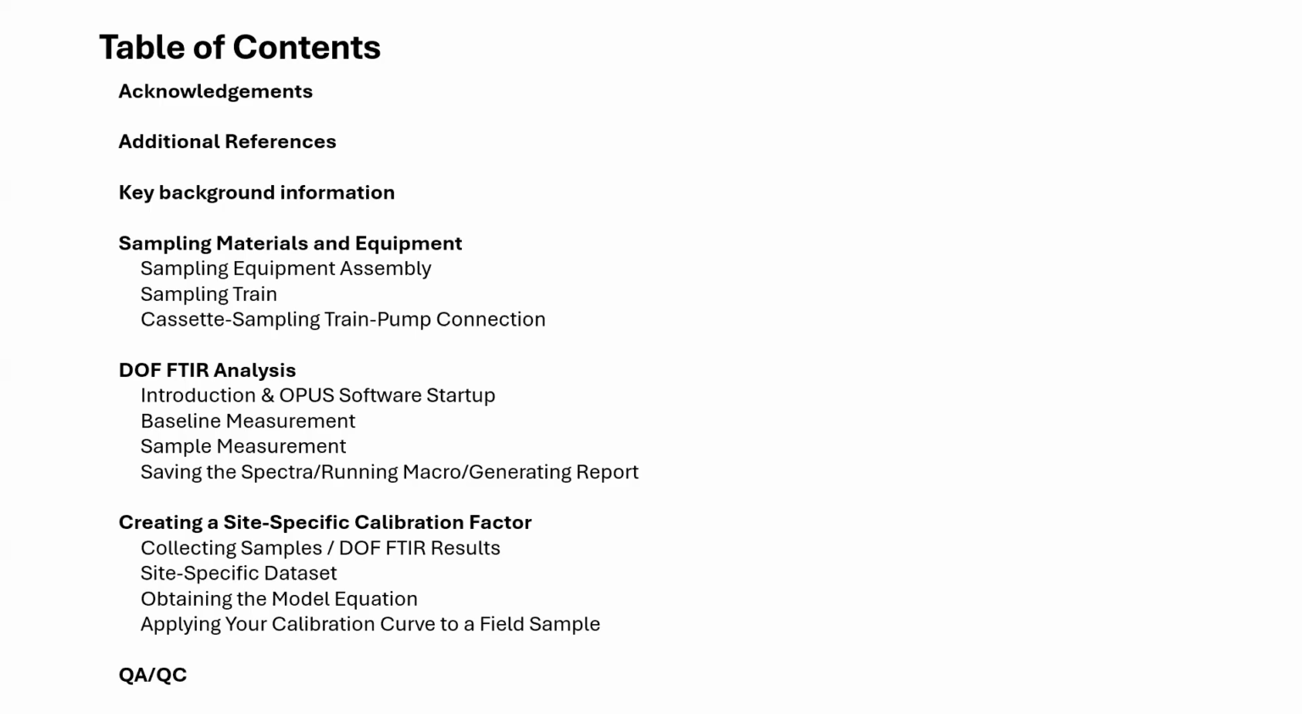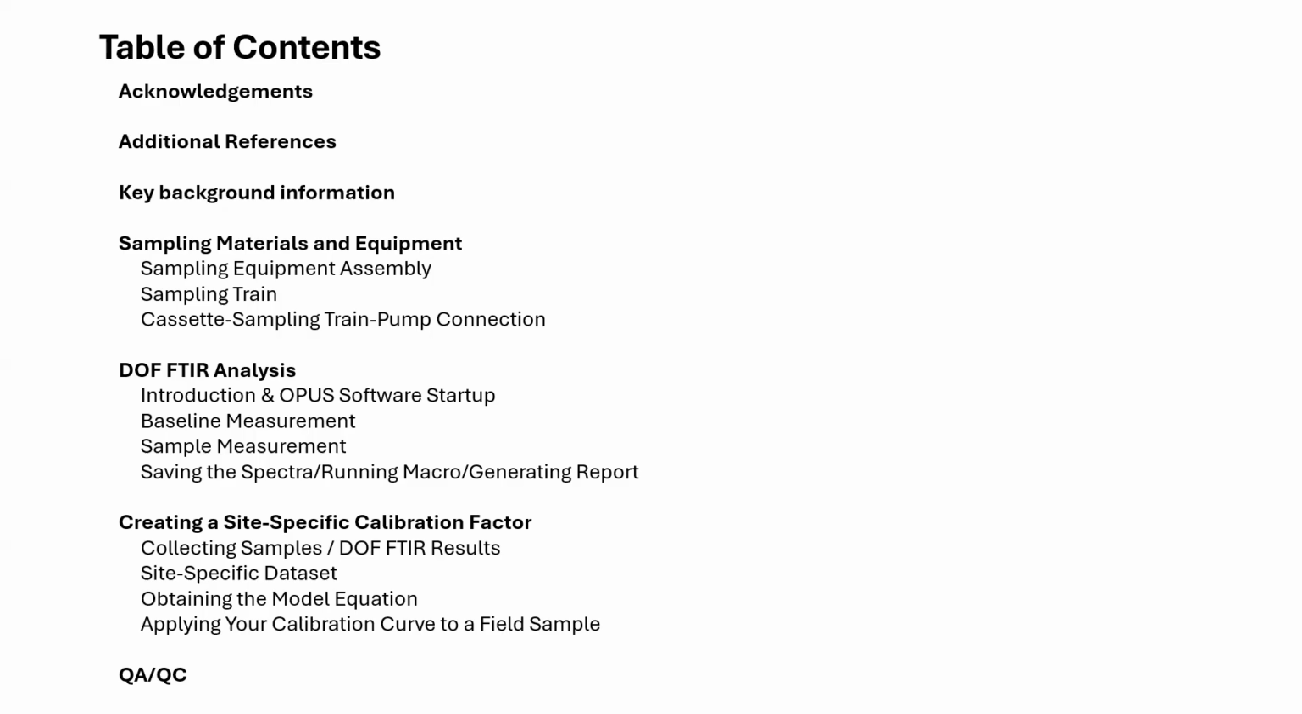We will begin with some acknowledgements and a list of additional references. Then I will share some key background information related to this analysis. After that, we move into sampling materials and equipment, where I will explain the setup, the sampling train system, and so on. Next, we will go into the DOF FTIR analysis.